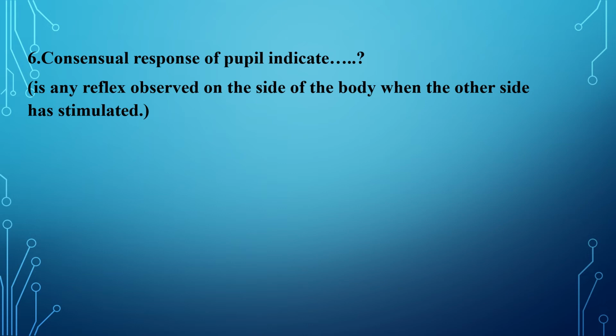I am putting a light to our right eye, then both pupils will be constricted. So which part of the body am I giving stimulation? The right part. But the response is seen on the left side. That is the consensual response.